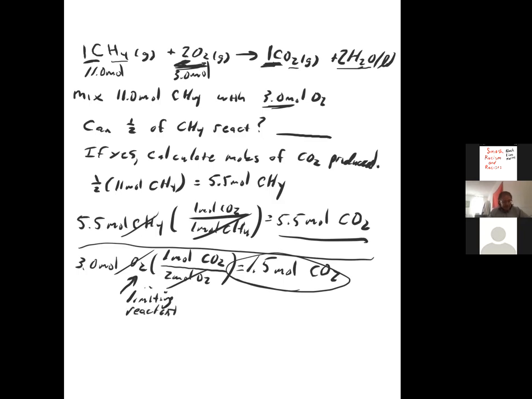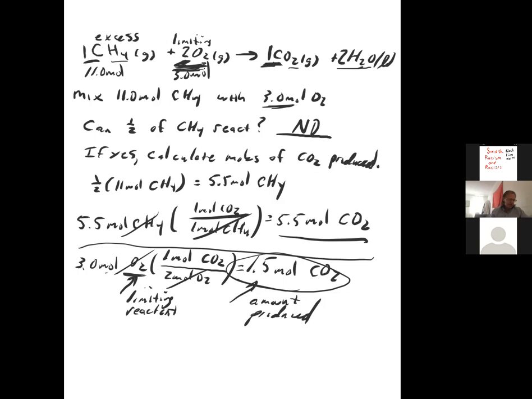Right? So this is the amount produced. Okay? So that would mean that O2 is the limiting reactant. CH4 is the excess reactant. Even if we're only using half of it, it's still the excess reactant. So the amount made would be 1.5. And the answer then is no. Not even half of it can react because we have so little O2. The amount of CH4 that can react is limited by the amount of O2 that we have here.